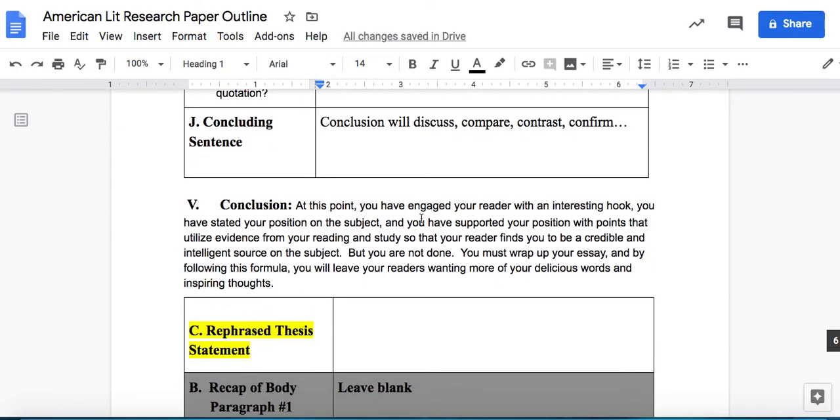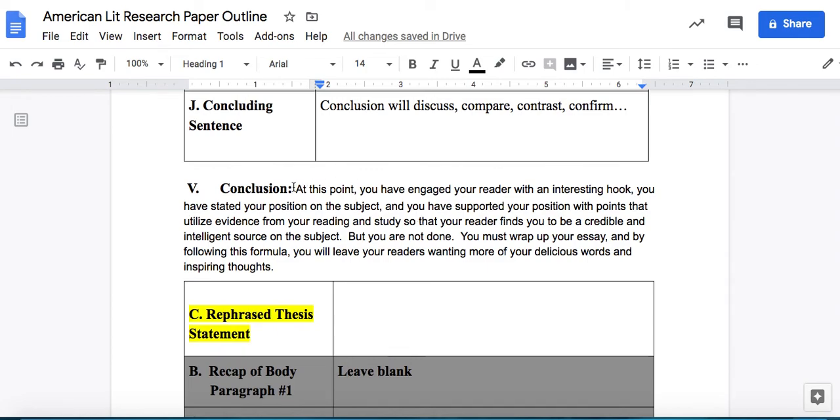Now on to our conclusion. At this point, you have engaged your reader with an interesting hook, you have stated your position on the subject, and you have supported your position with points that utilize evidence from your reading and study so that your reader finds you to be a credible and intelligent source on the subject. But you are not done. You must wrap up your essay, and by following this formula, you will leave your readers wanting more of your delicious words and inspiring thoughts.